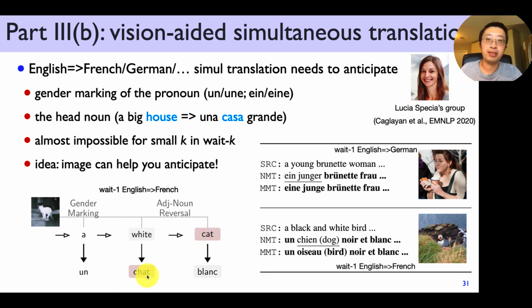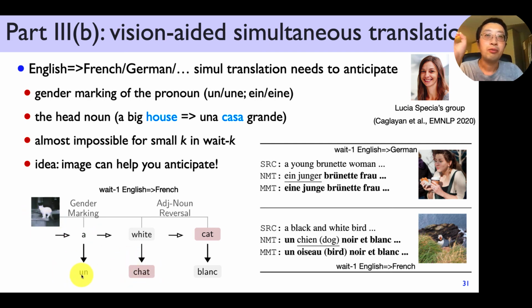You have to anticipate. And how can you anticipate? It's impossible, right? This could be a dog, this could be a man, this could be whatever. But if you have the picture or video, or whatever visual information before you, you can say, oh, you know what? I can say it's a chat, right?